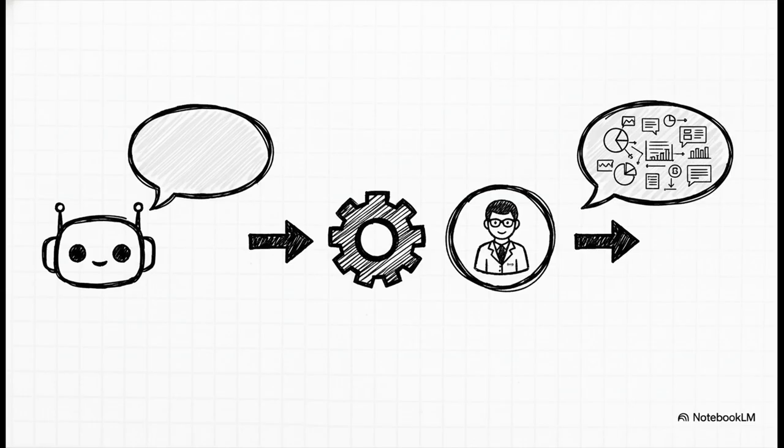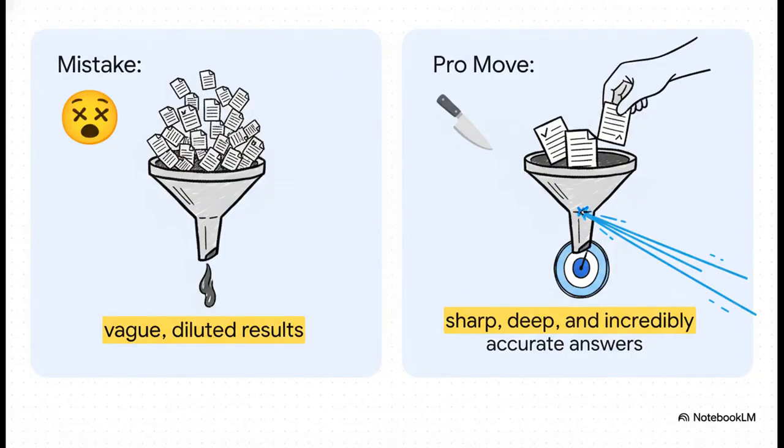Now, instead of just leaving it on default, you want to set a custom goal. For instance, you could tell it to act as a research analyst. What does this do? It forces the AI to filter everything through that lens, giving you way more focused, role-specific answers.